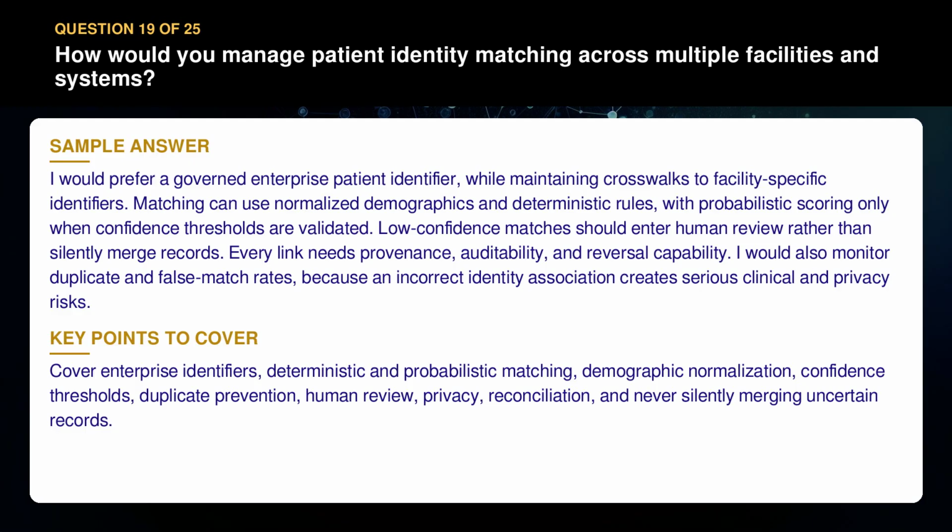Cover enterprise identifiers, deterministic and probabilistic matching, demographic normalization, confidence thresholds, duplicate prevention, human review, privacy, reconciliation, and never silently merging uncertain records.